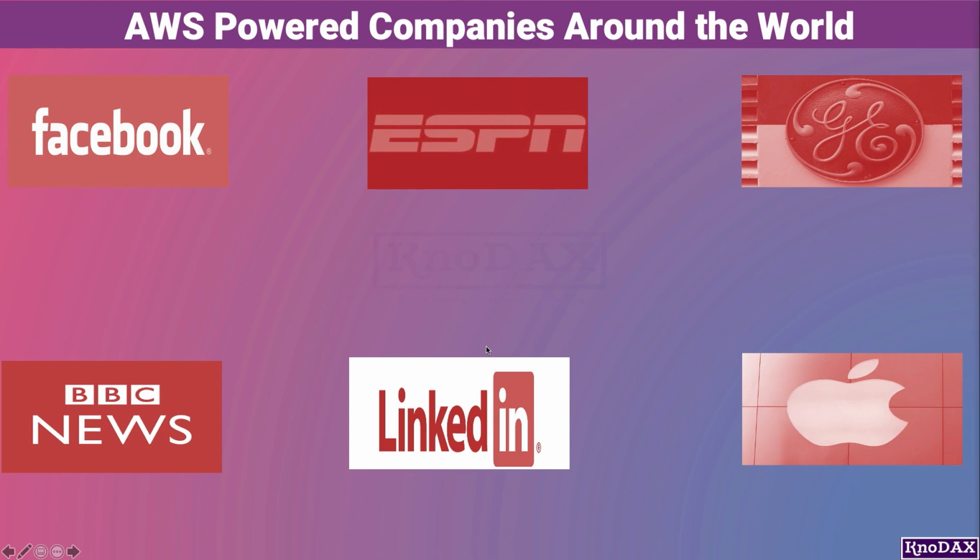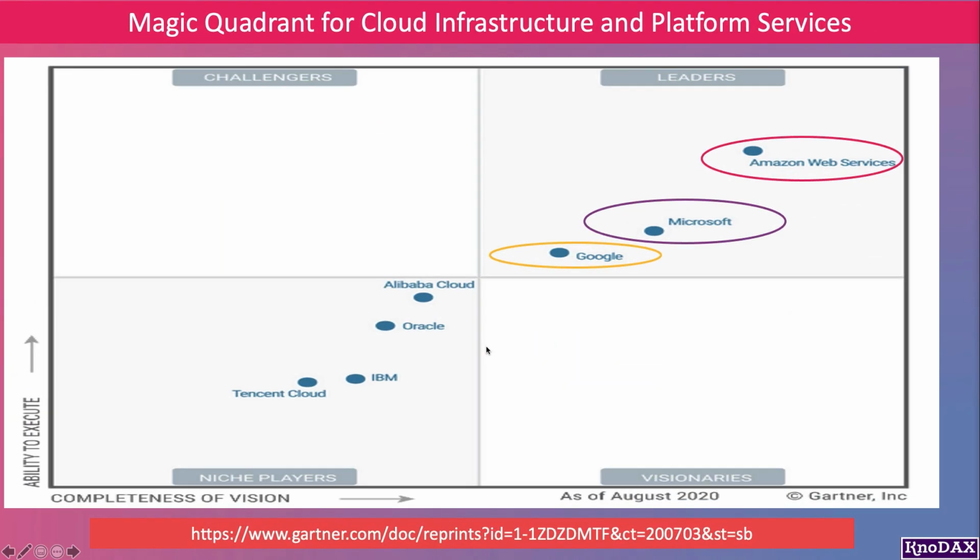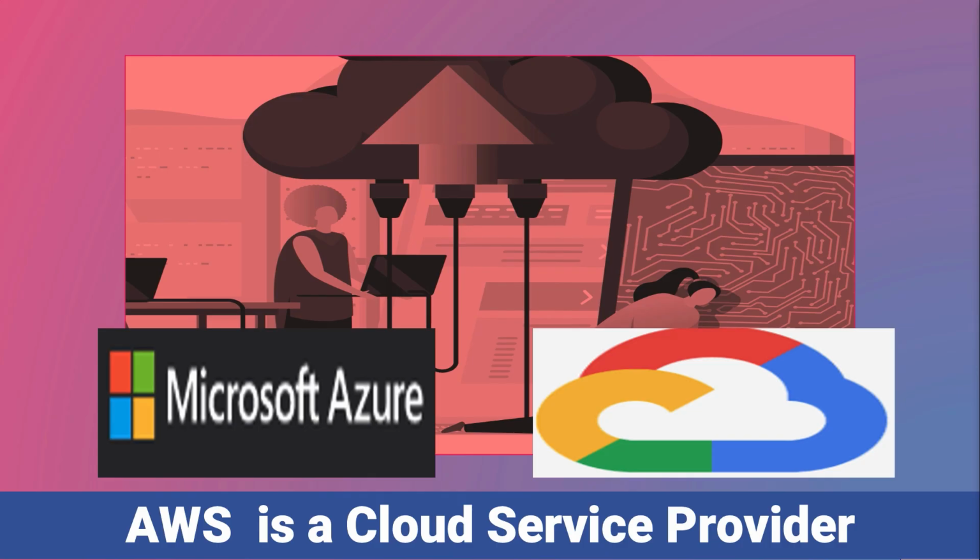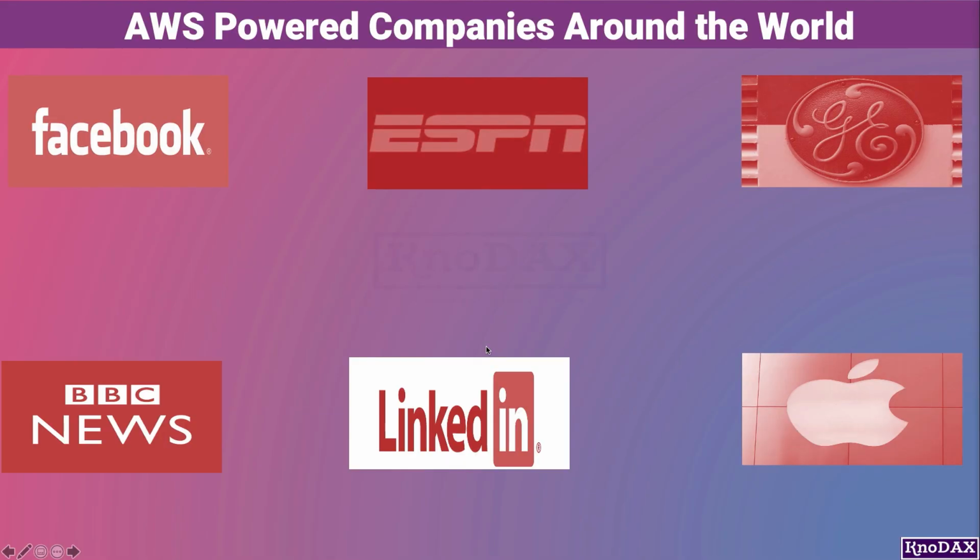Let's see how AWS compares with the other cloud providers. This is a Gartner chart of 2020. It gives a clear picture of different cloud providers in terms of completeness of vision and ability to execute. In this chart, the x-axis represents completeness of vision, and the y-axis represents ability to execute. You can notice Amazon Web Services is the leader on both axes. Microsoft is second, and Google is third. And other cloud providers such as Oracle and IBM are way behind. This was a brief introduction to what AWS is.